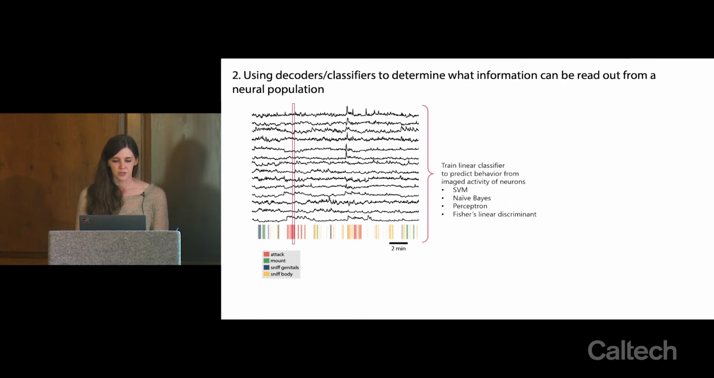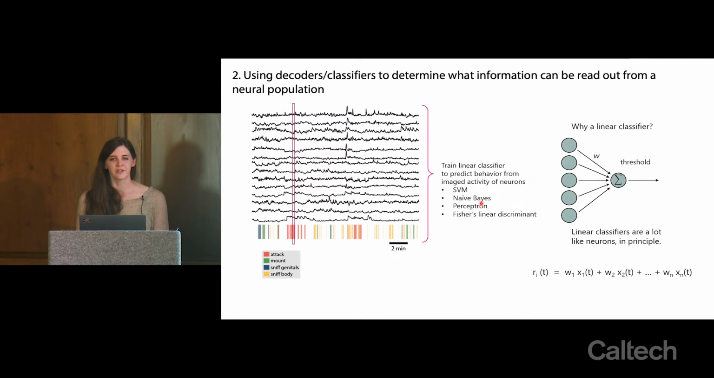So a couple different strategies that you can use with decoders. The first thing you could do is take your observed delta F over F, your observed activation of a population of cells, and the behavior that the animal is performing, and train a classifier to predict what behavior is happening given what the neurons are doing. The reason for a linear classifier, we kind of discussed before lunch, is that it's kind of like what a neuron is doing. It's taking a weighted sum of cells and thresholding it.